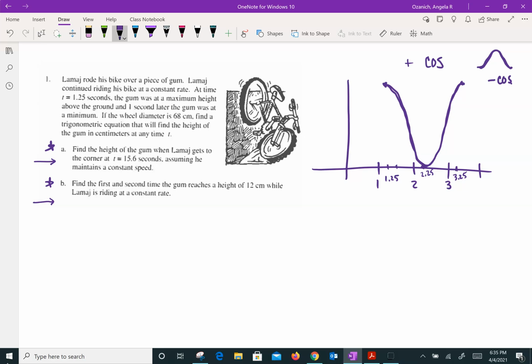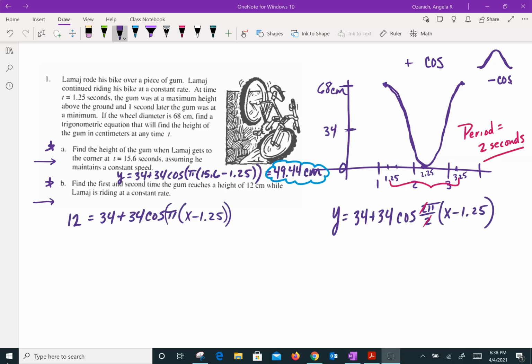Okay, a little bit more information. If the diameter of the wheel is 68 centimeters, so that means we're talking 68 centimeters here, find a trig equation that will find the height of the gum in centimeters at any given time t. Okay, so this is where I'm going to stop, and you guys stop, work through the rest of this problem to the best of your ability, and then come back to me. Okay, I'll see you in a few.